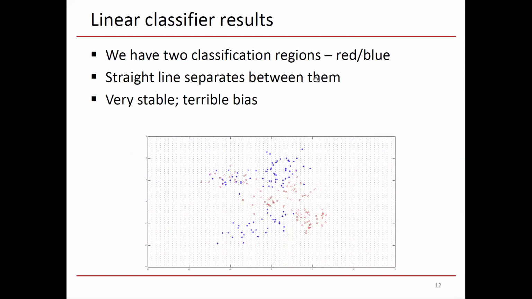So, results for linear classifiers. Now recall, it's a linear function, and because it's a linear function, there's going to be a straight line, and that straight line is going to separate between the two regions. Below, we're red, above we're blue, and again, it's a line. We're only going to have two regions, and the separation between them is a straight line. So it's very stable, but terrible bias, lots of error. Whereas earlier, when we chose k in the k nearest neighbors in a reasonable way, we got better performance.